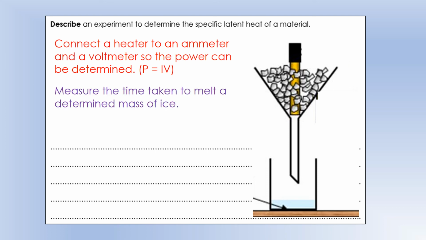Then what we're going to do is we're going to measure the time taken to melt a determined mass of ice. So we'd have measured the ice beforehand, and we're going to measure the time it takes to melt all of it. And you can see that in this situation, once the water is melted, it's going to fall through the funnel, and then we are just going to focus on giving the energy to the ice remaining. So to get the latent heat, we do power times time, which is the energy we've supplied, divided by the mass, and that's found us our latent heat, in this case the specific latent heat of fusion of ice.